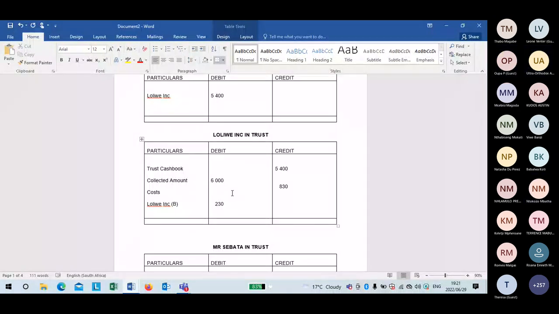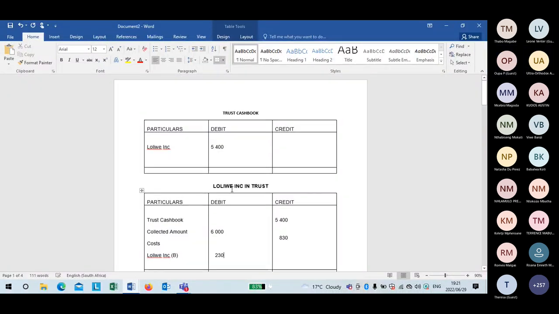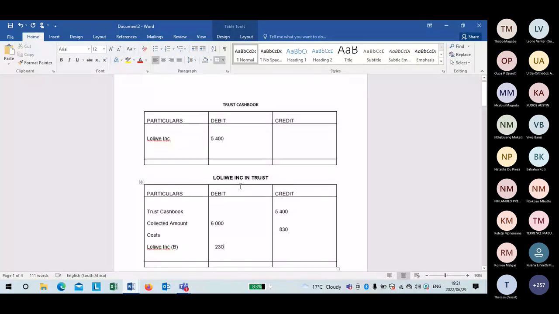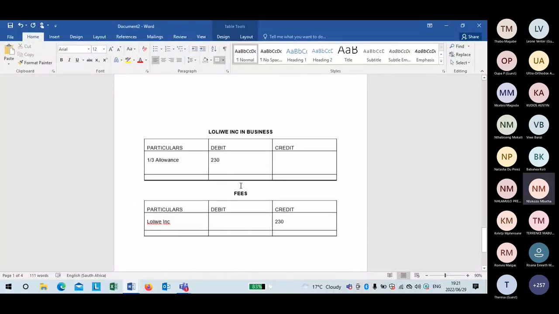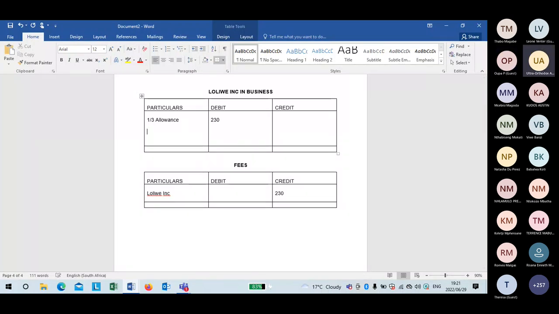Where else do we go? Lollyware in business. Do we debit or credit? We credit Lollyware in business with 230. Our narration is Lollyware Inc. in trust. So we have the same value on both sides when you look at Lollyware Inc. in business: 230 on the debit side, 230 on the credit side. It means this account has become settled.